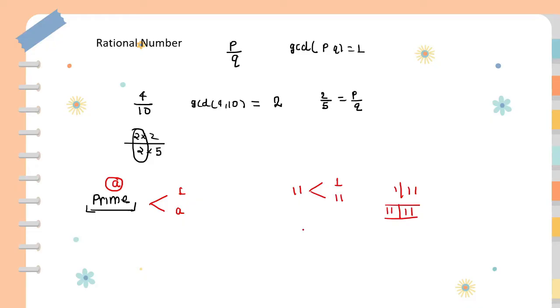So those numbers which have only 2 factors, that is 1 and itself, are called prime numbers, such as 2, 3, 5, 7, 11. 1 is not a prime number because 1 has only one factor, that is 1. Okay, so we have an idea about prime number here.